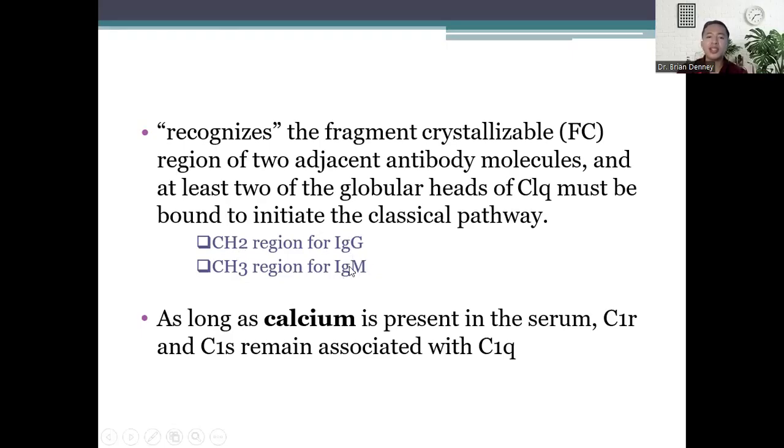For your IgM, it binds to the CH3 Fc region. So how do you memorize this? How many G's do you see in IgG? 2. So that's the CH2, 2 there. If you rotate M to the right, you will form number 3. Thus the CH3 there. That's how I memorized it. So your IgG at the CH2 region, IgM at the CH3 region. Take note.